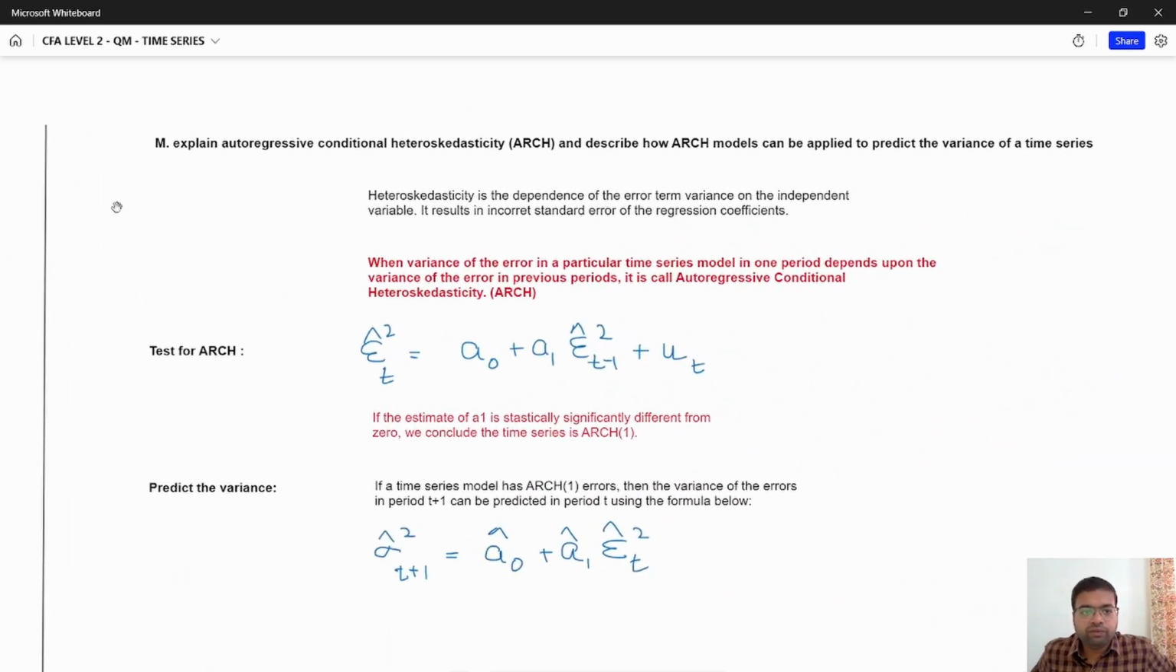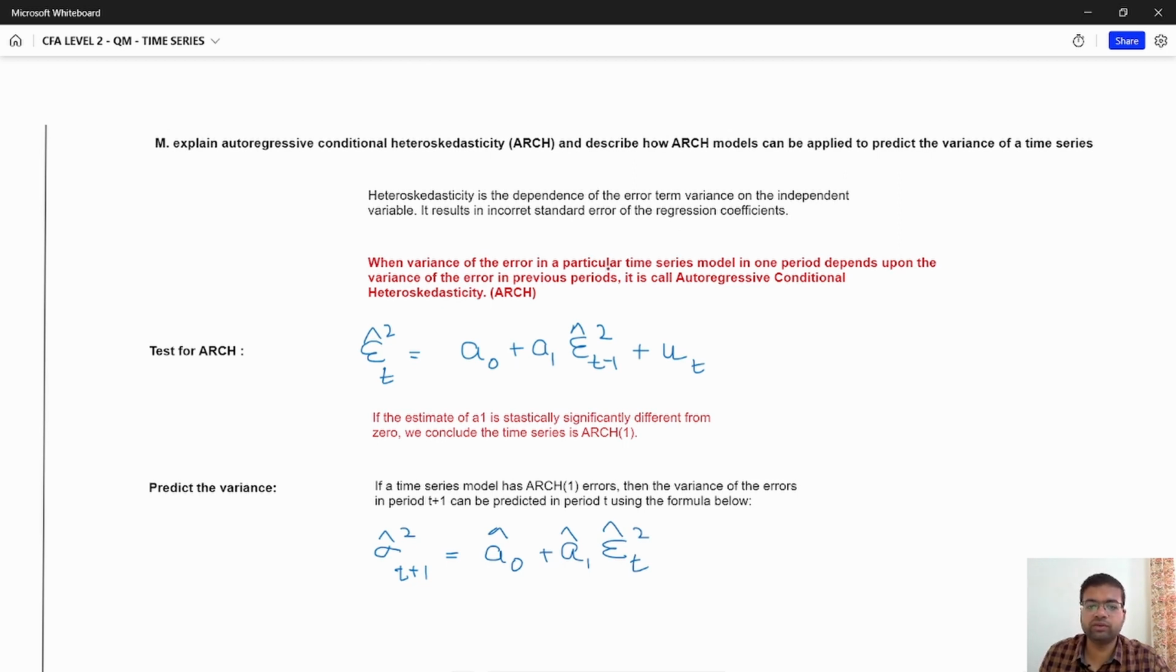Now let's see what autoregressive conditional heteroscedasticity is and how the ARCH models can be used to predict the variance of a time series. Heteroscedasticity is the dependence of the error term variance on the independent variable. It results in incorrect standard errors of the regression coefficients.